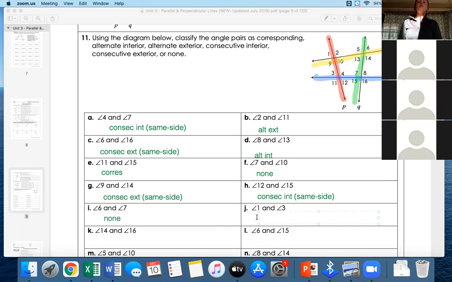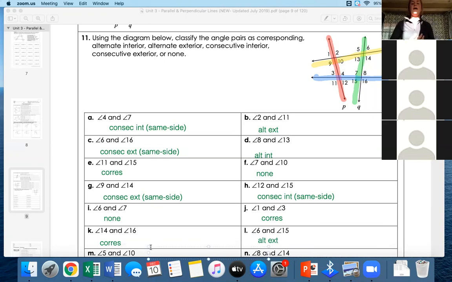Then we have 1 and 3. Perfect. Corresponding. 14 and 16. Yeah, it's the exact same answer, corresponding. 6 and 15. Alternate exterior. Then, sorry, this one's gonna be kind of squeezed in here.